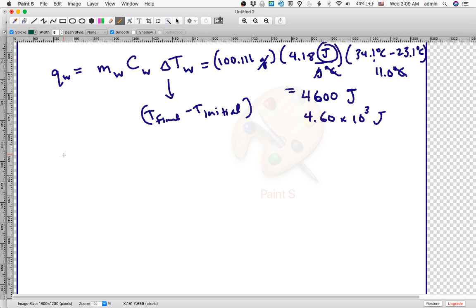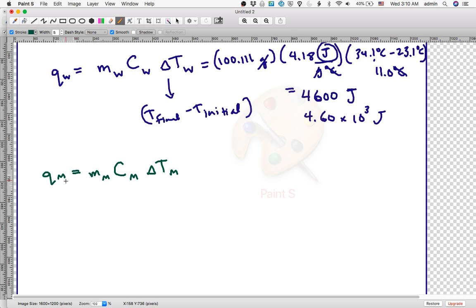All right, now the specific heat capacity of the metal, I'll call it Cm, right? M is for metal. How do you find that? You find it by solving this equation: the mass of the metal times the specific heat capacity of the metal times the change in temperature of the metal. Does this equation look familiar? It's the same as the equation we used before for the water, except instead of W for water, I'm using M for metal.